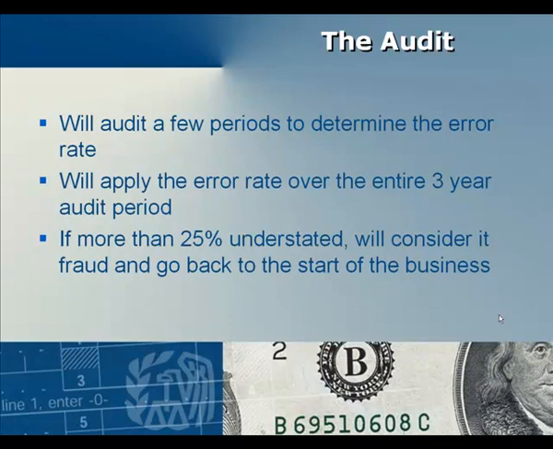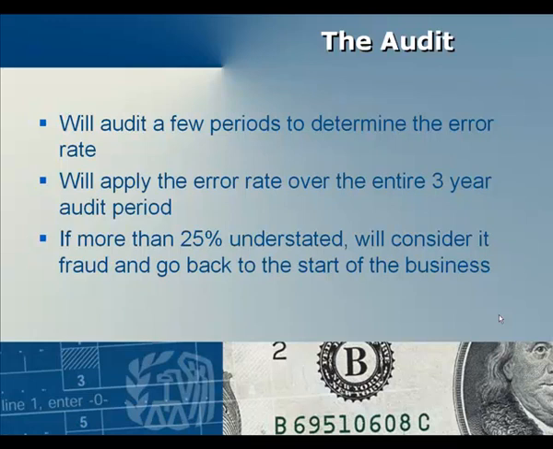Now, they're not going to normally audit the entire 3-year period. They pick a portion of that, a few months, to audit and come up with an error rate, the difference of what they think should have been reported and what actually was. That error rate will then be applied over the entire audit period.